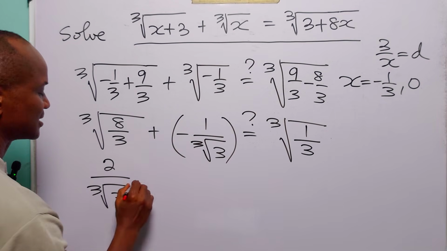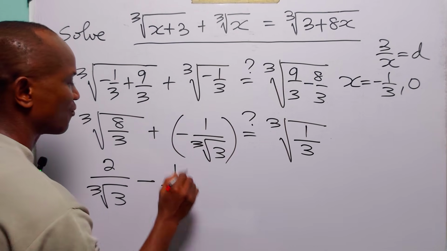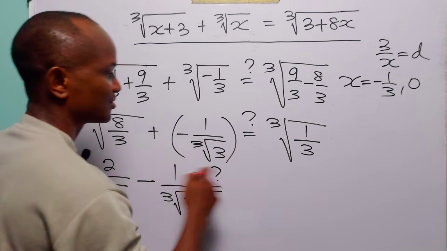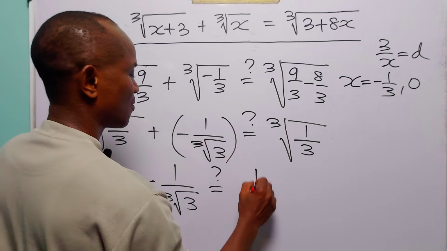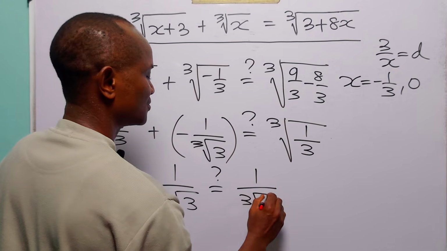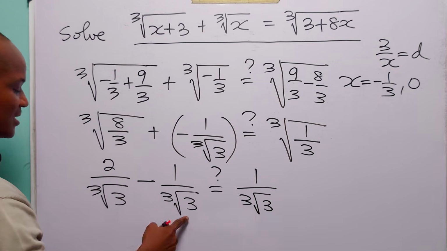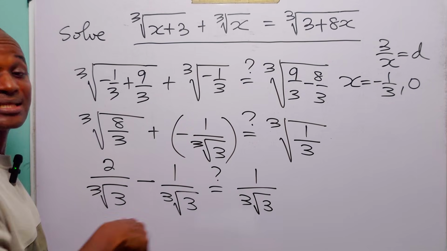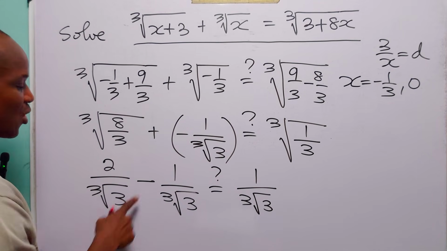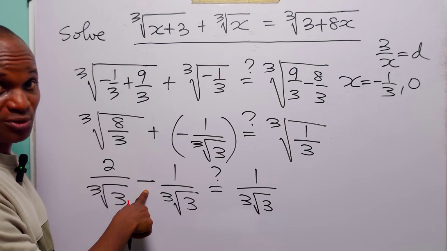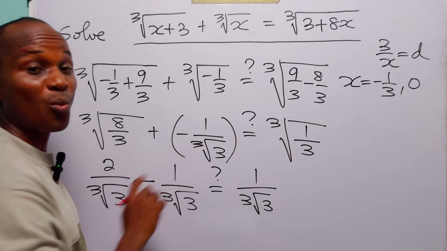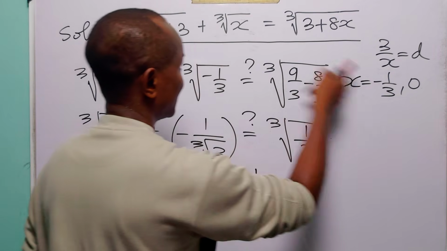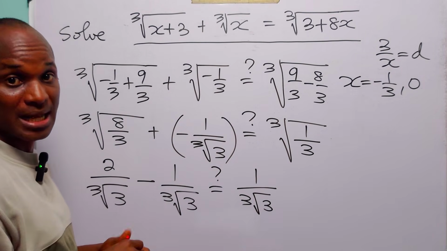Then, plus minus is minus. We have 1 over the cube root of 3. Now, is this equal to, the cube root of 1 is 1. 1 over the cube root of 3. Now, these two have the same denominator. And of course, you can see that 2 minus 1 is equal to 1. So, here we have 1 over the cube root of 3. And of course, this is equal to 1 over the cube root of 3. So, when x is equal to minus 1 over 3, the left-hand side is equal to the right-hand side.